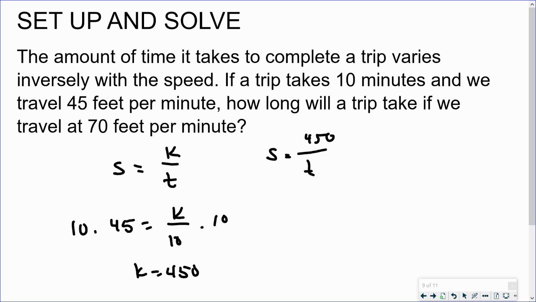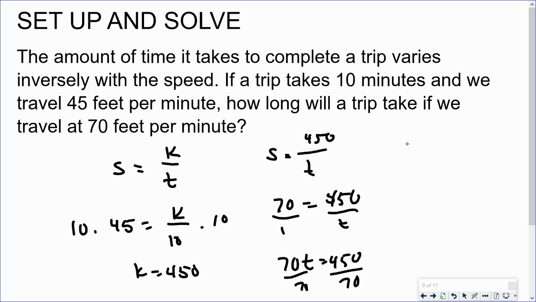Okay, what happens if I go 70 feet per minute? All right, I'm going to make this into a fraction and then cross multiply. So I end up with 70t is equal to 450. Divide both sides by 70. So now I take 450 and divide it by 70. I end up with 6.43 minutes.